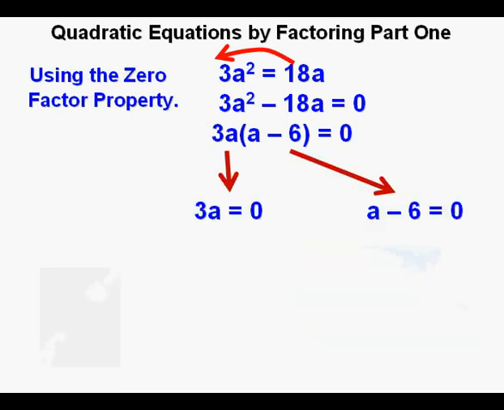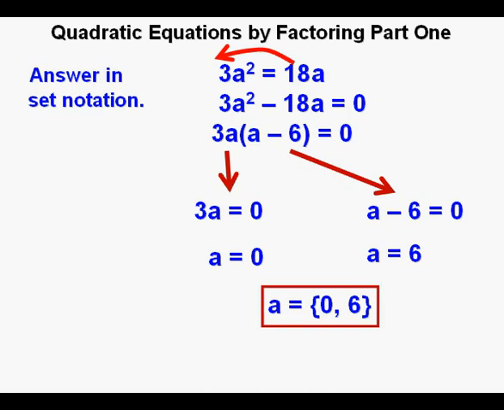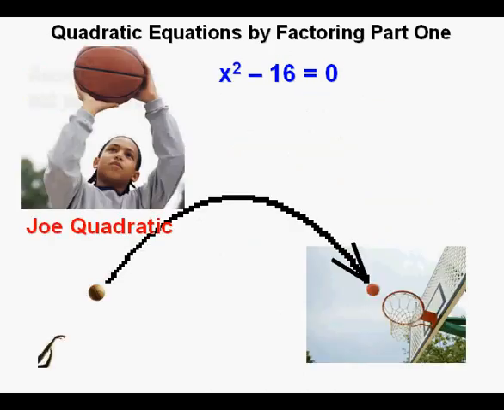Now using the zero factor property, we set each of the factors equal to 0. So we have 3a equals 0 and a minus 6 equals 0. And solving both equations for a, we get a equals 0 and a equals 6. And in set notation, we say that a equals 0 and a equals 6, which we box in as our correct answers.